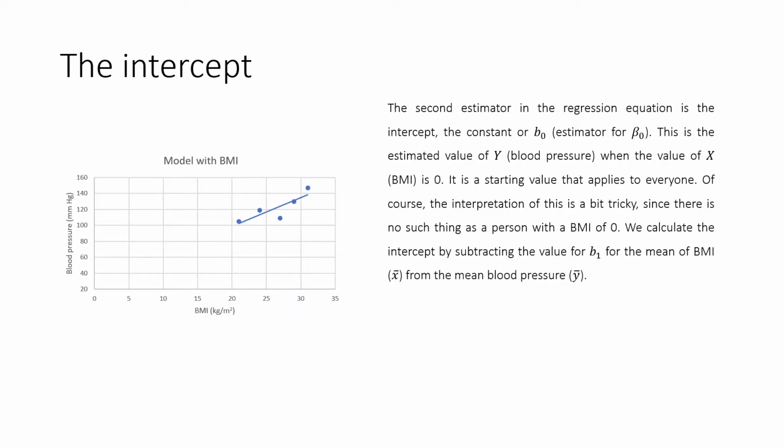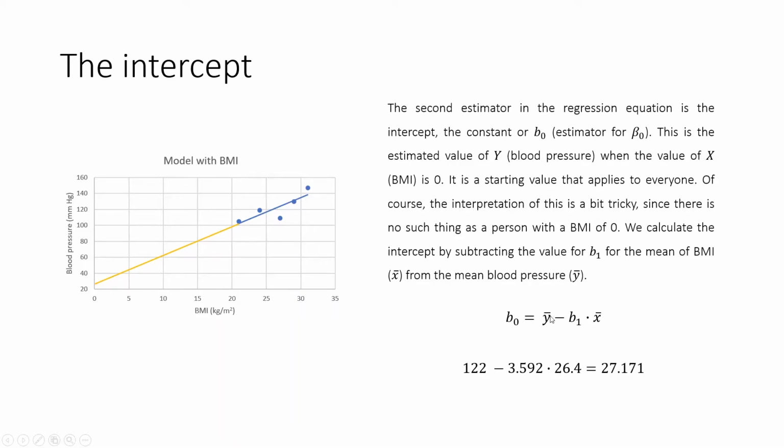It's a starting value that applies to each individual, but it's a little bit tricky because obviously a person with a BMI of 0 does not exist. So it's a bit of a strange value in a lot of cases. But it's a value that is part of the regression equation because it's a starting point for where our equation begins. And we can calculate the intercept by subtracting the value for B1 for the mean of BMI from the mean of blood pressure. I'll show you what that looks like.